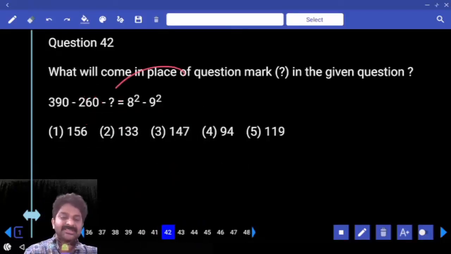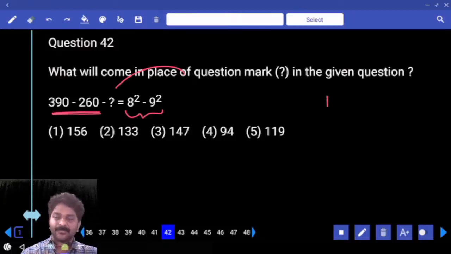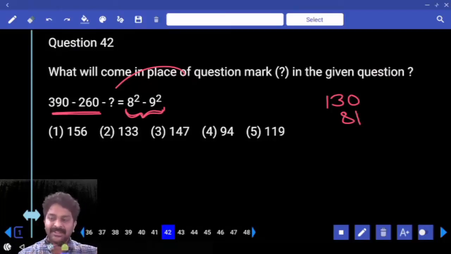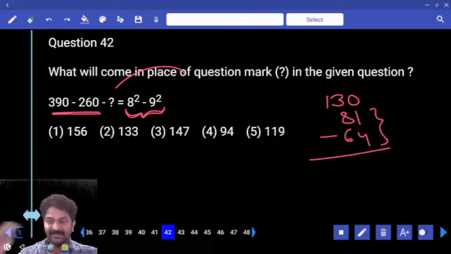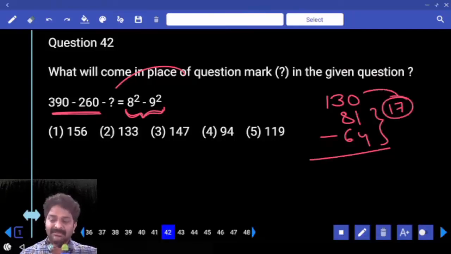Minus x goes to the other side, these two numbers come to the left hand side. Okay. 390 minus 260, 130. When right hand side numbers come to the left hand side, minus 9 square becomes plus 9 square, which is 81. Plus 8 square becomes minus 8 square, that is 64 only. 81 minus 64, 17. 17 plus 130, 147.